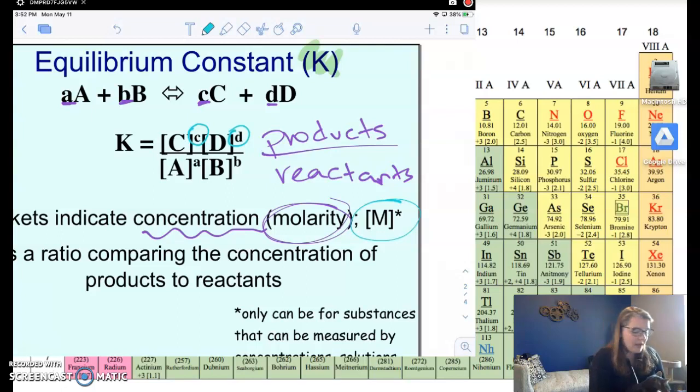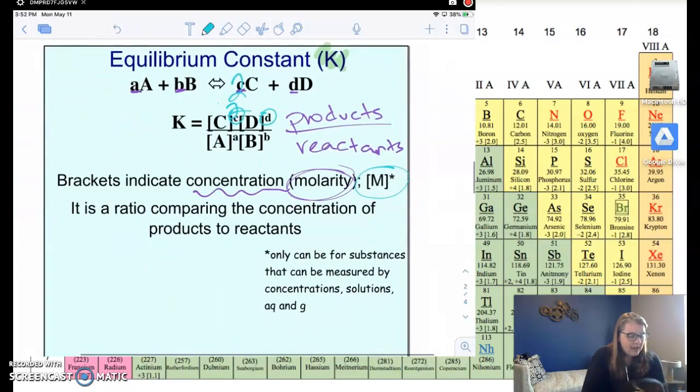So for example, if the exponent of C was a 2, you would take the concentration of C and you would square it down here. And then you would do the same thing with the reactants at the bottom. So products over reactants.